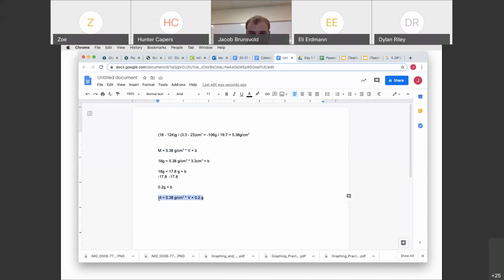So M, that's our Y variable, equals 5.38 grams per centimeter cubed. That's our slope. And keep in mind the units for the slope, that's the Y units over the X units. Then it's our X variable, volume, and then plus 0.2 grams. That's what I calculated for the y-intercept. You write what you calculated. If it's not 0.2, that's fine. But just make sure that you're including the y units. The units for mass is grams. Does anybody have any questions on that?